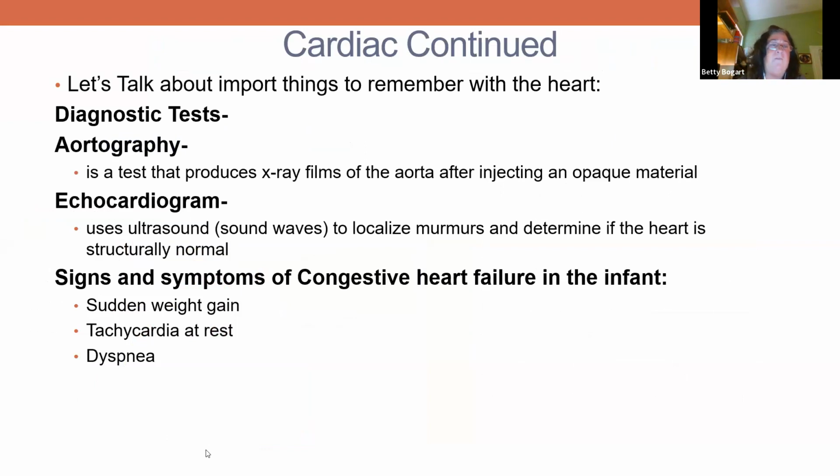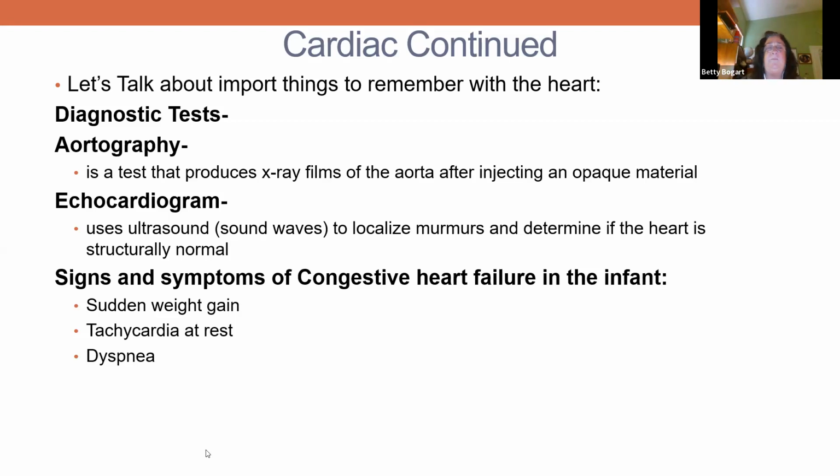So tests that we need to know. Well, an aortography. That's what we would do for coarctation of the aorta, right? We want to see if there's a kink. Let's put some opaque dye material in the aorta and squirt it and see if there is an opening or where is that kink before we do surgery. That will be done. An echocardiogram is when we suspect a cardiac problem, and it's an ultrasound, just like we use for babies, right? But we're looking only at a heart, and it will see, is the structure normal?